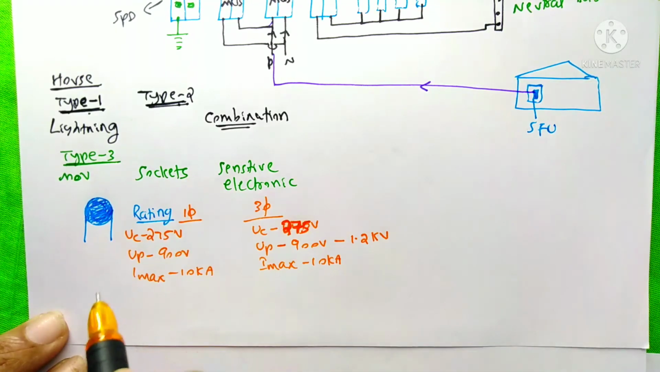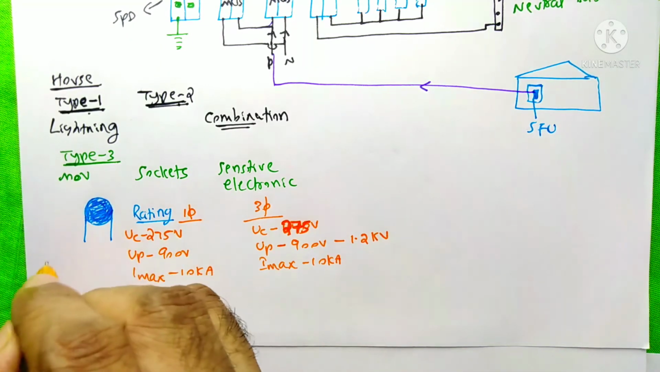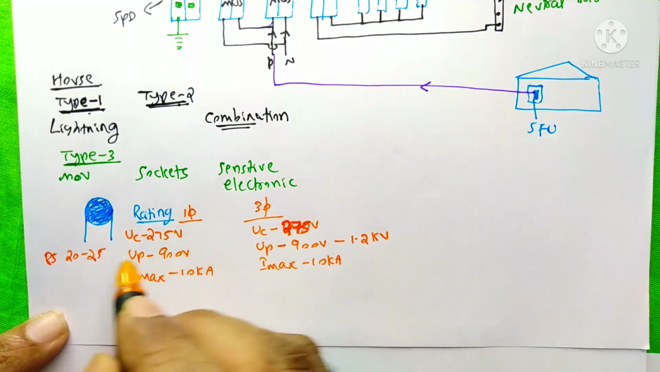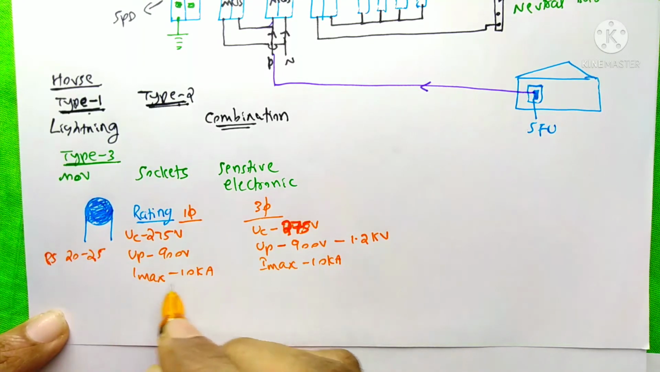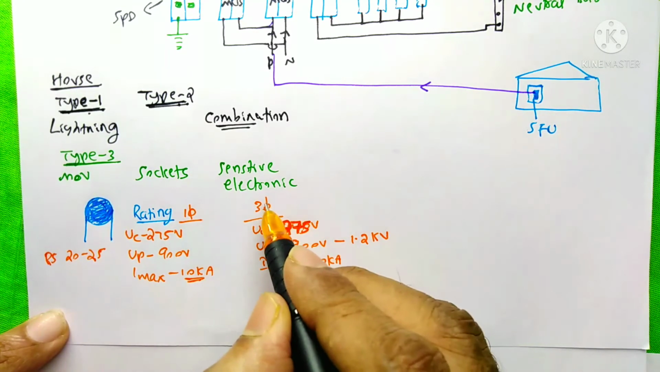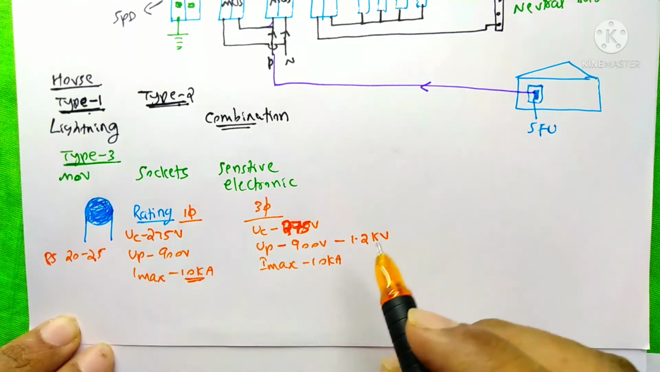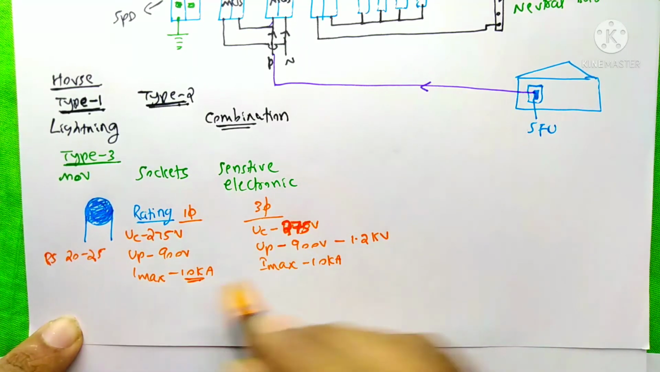If you are familiar with electrical work, then you just need to buy the MOV from the market. It will cost around rupees 20 to 25. For single phase, the rating UC is 275 volt, UP is 900 volt and IMAX is 10 kiloamps. And for three phase also, you need to buy the same rating as single phase, because this MOV is just connected between the phase and earth.